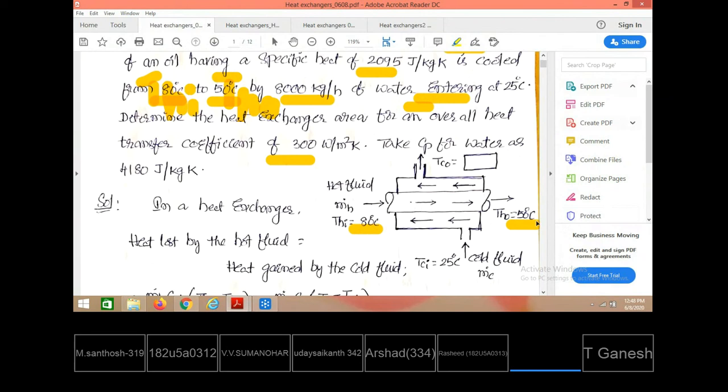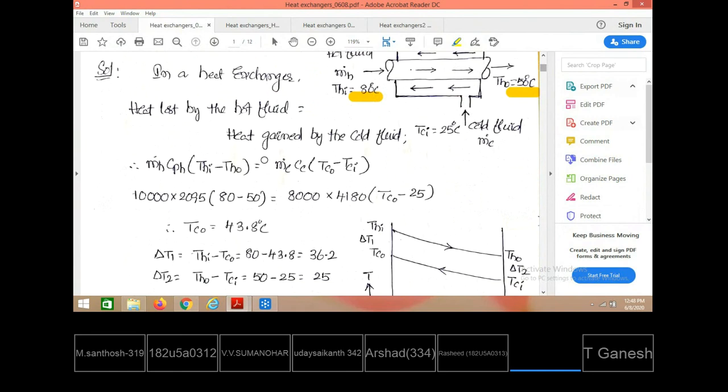So how do you estimate the cold fluid outlet temperature? We know all the mass flow rates. For any heat exchanger, heat lost by the hot fluid is equal to heat gained by the cold fluid. Heat lost by the hot fluid is mH into Cph, from Thi to Th naught. What is the heat gained by the cold fluid? Mc dot into Cc, and Tc naught is larger than Tci, so Tc naught minus 25. So this is how we will be able to calculate Tc naught.